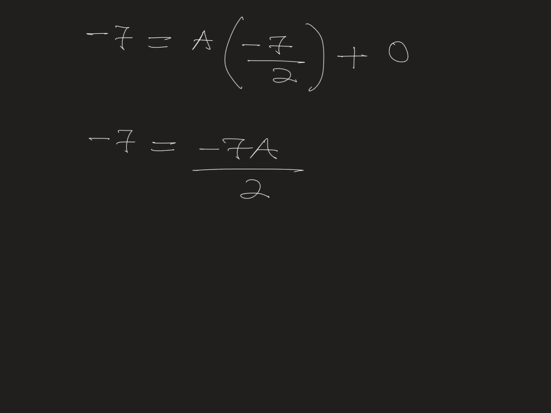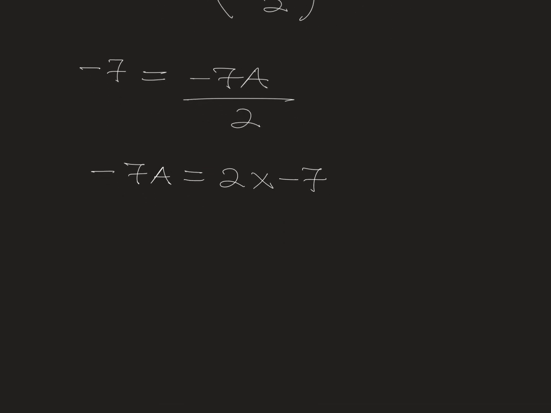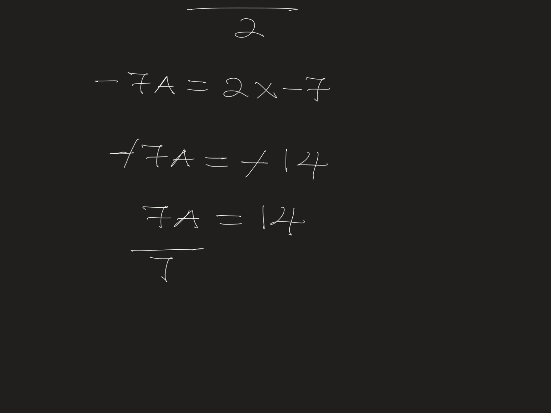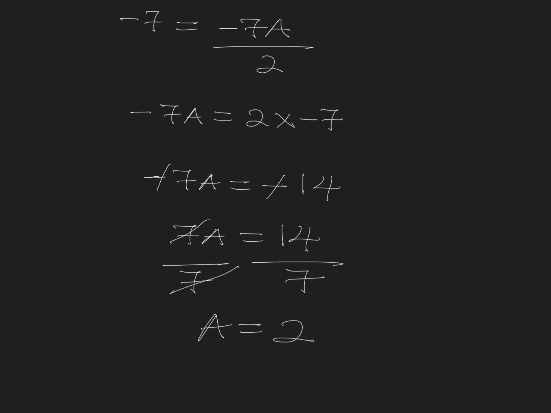To find a, we cross multiply. So that will be negative 7a is equal to 2 times negative 7. So that is negative 7a is equal to negative 14. The negative signs will cancel. So that is 7a is equal to 14. To find a, we divide both sides by 7. So a is equal to 2. So that is a.